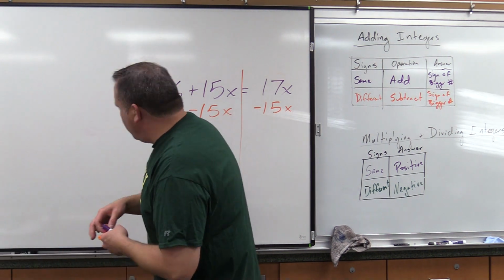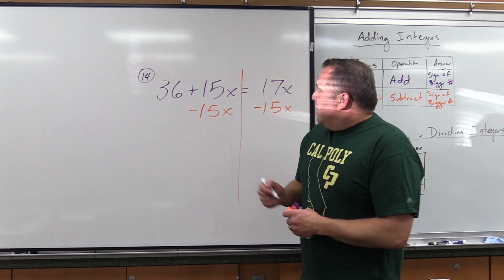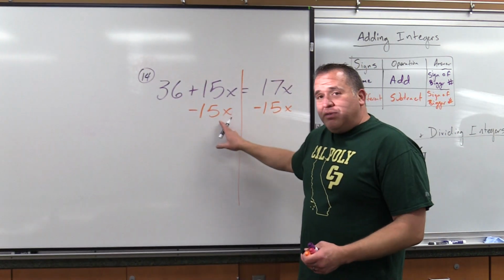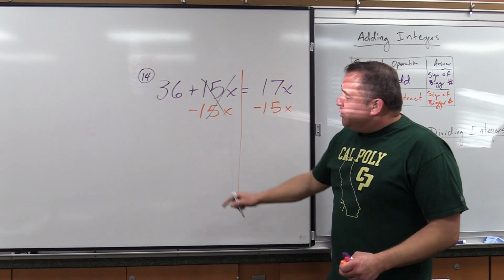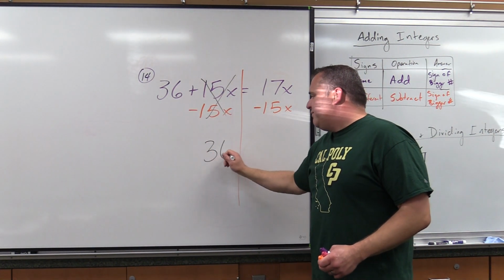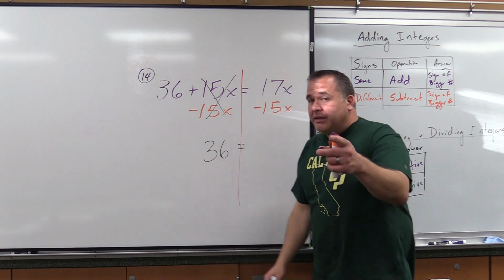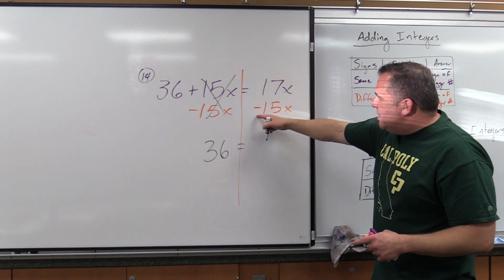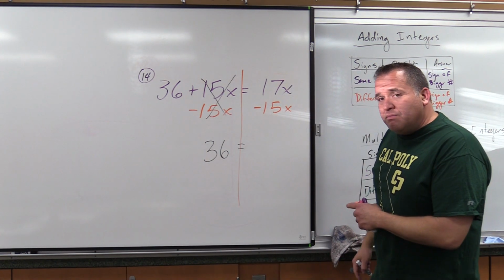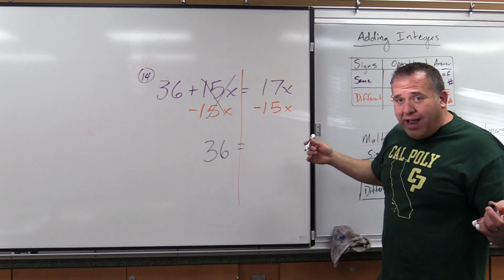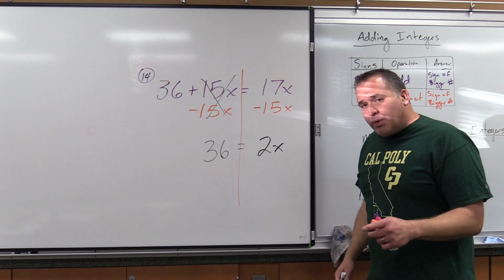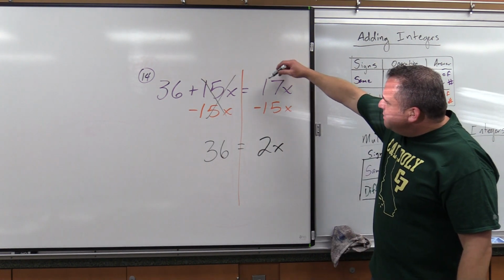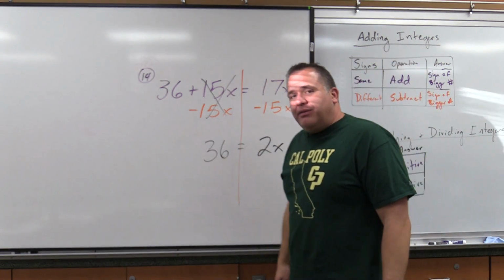Now let's take a look, see what happens now. 15 minus 15 is 0, and that's what we want. Those cancel out. So we still have 36, and that's all going to equal, now take a look, 17 minus 15. Those signs are different, so you're going to subtract. 17 minus 15 is 2. Don't forget the x, okay? 17 is bigger and positive, so that's going to stay positive.